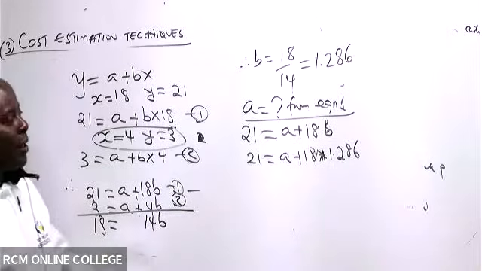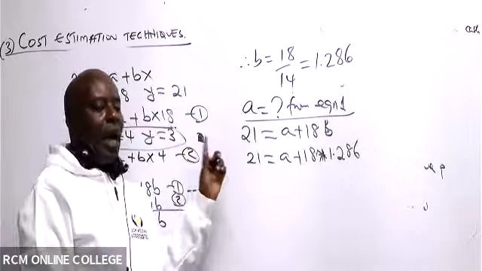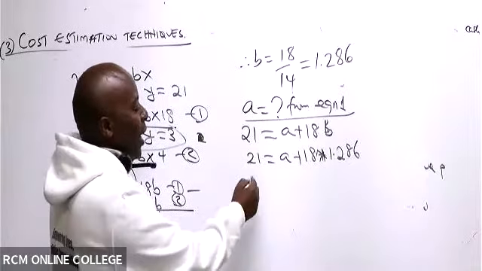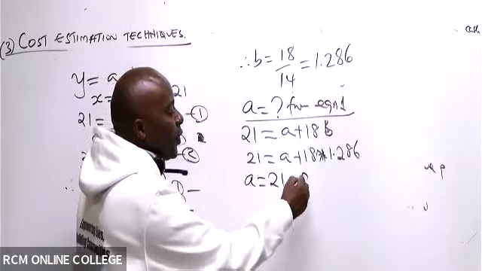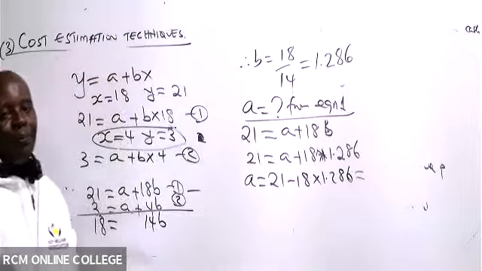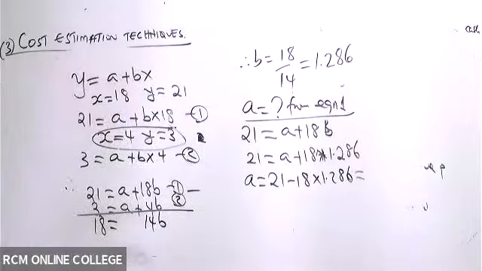Meaning, my good students, that this number must come to the other side and it will have to change in terms of sign. Meaning that my a will be 21 minus 18 times 1.286. Then you give me the final answer.